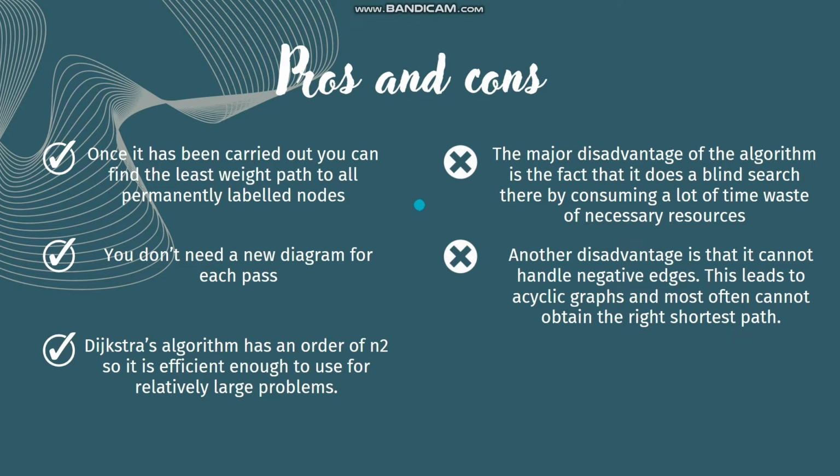Next, pros and cons of this algorithm. Pros. Once it has been carried out, you can find the least weight path to all permanently labeled nodes. Cons. The major disadvantage of the algorithm is the fact that it does a blind search, thereby consuming a lot of time, waste of necessary resources, and others.